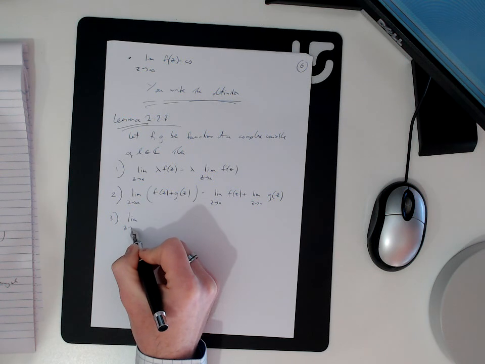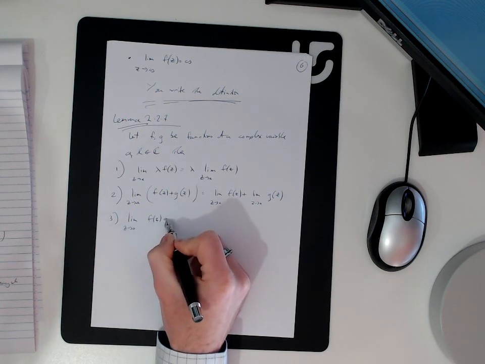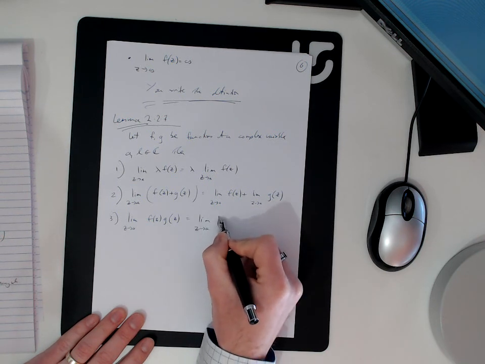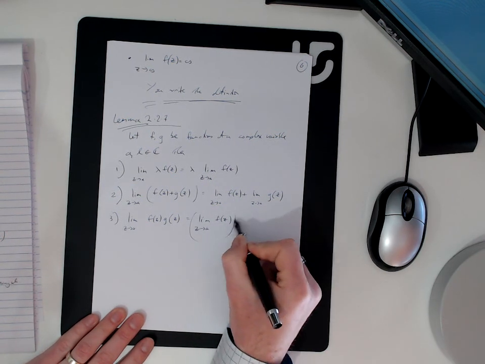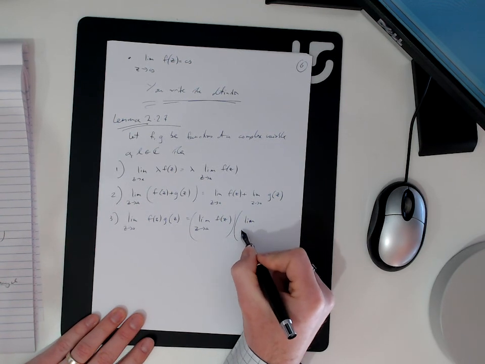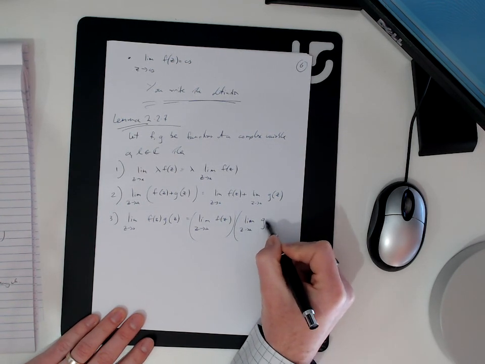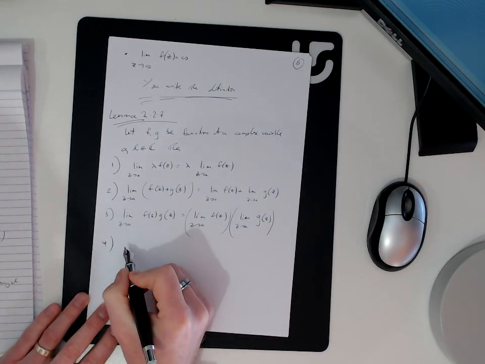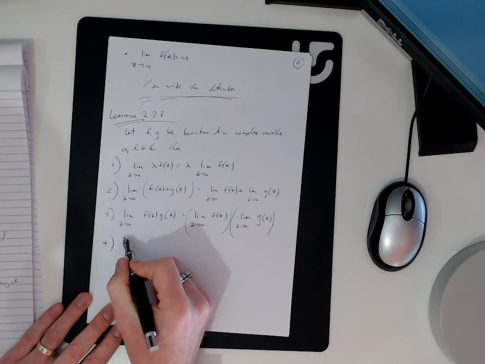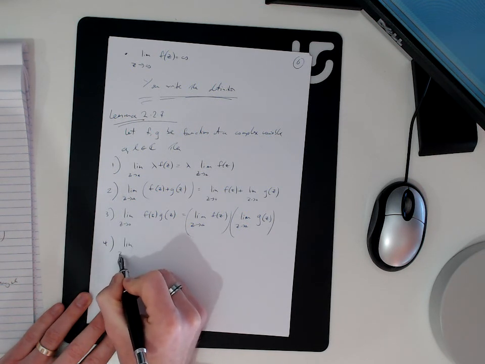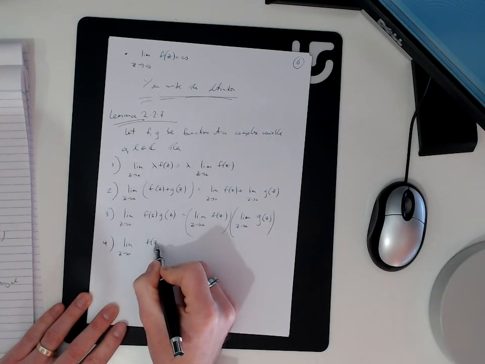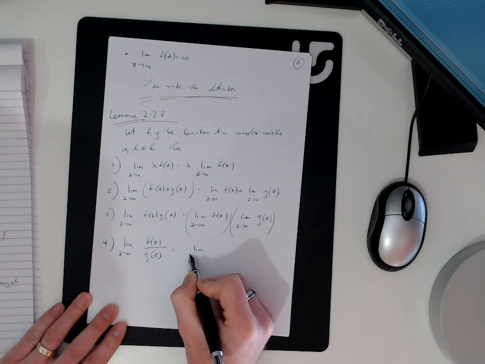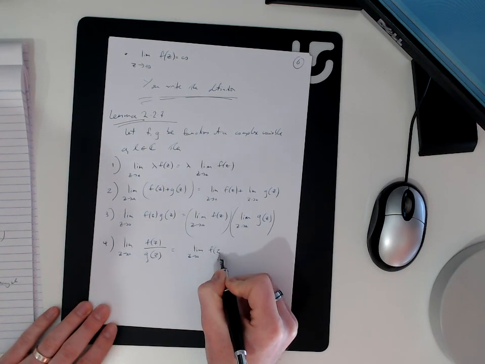Same thing goes for the product. And the limit as z goes to a of f(z) over g(z) is equal to the ratio of the limits, but there's a condition on it.